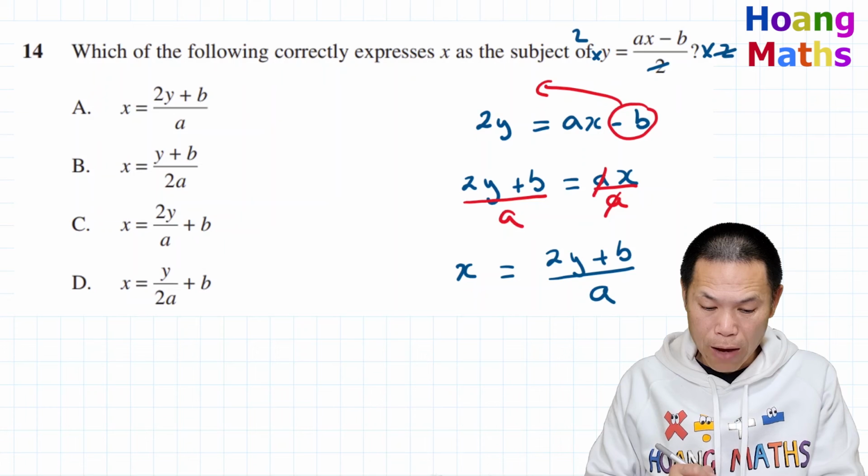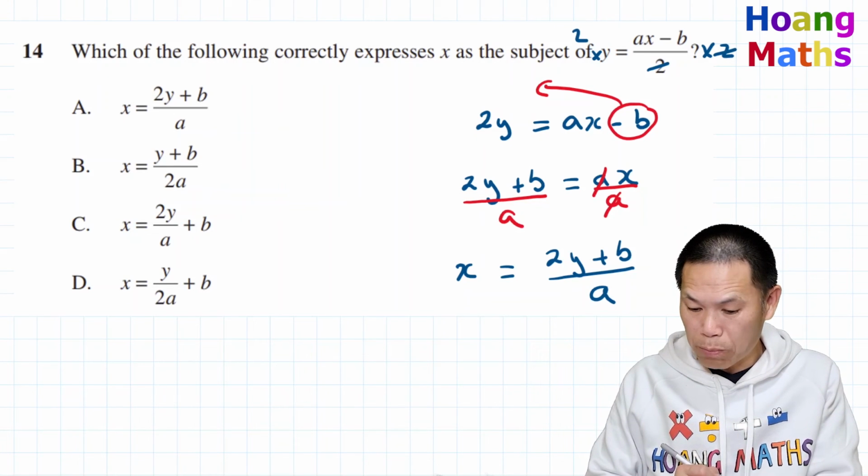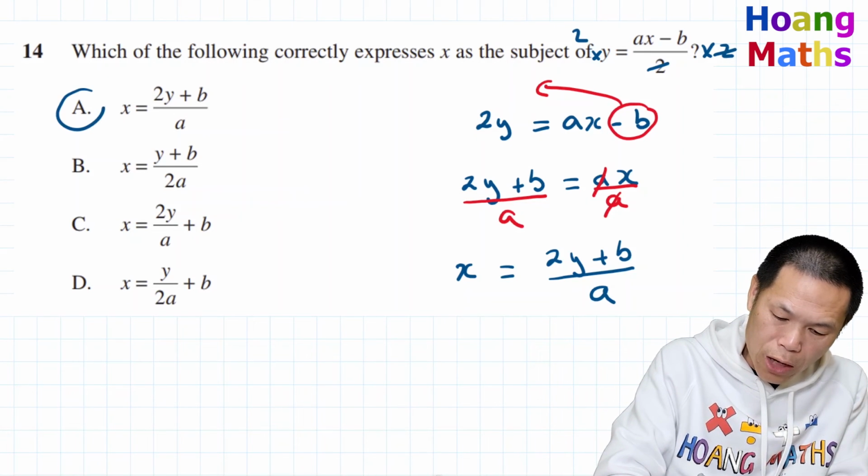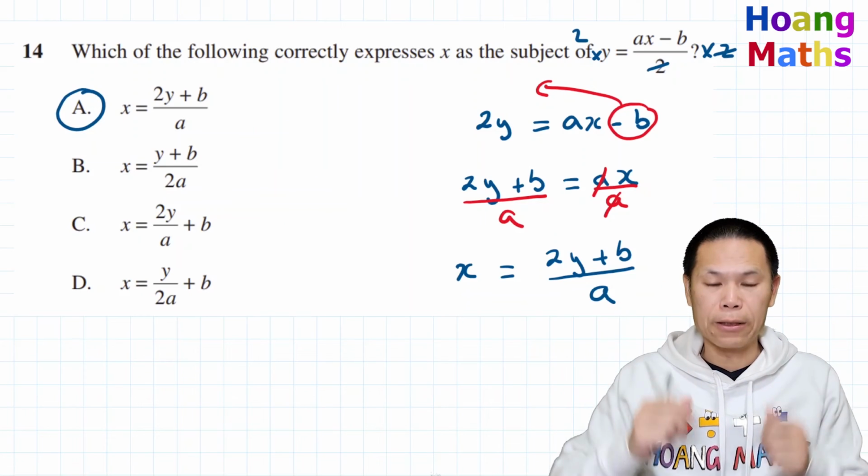So let's see if we have it. 2y plus b over a. So there you go. The answer is A.